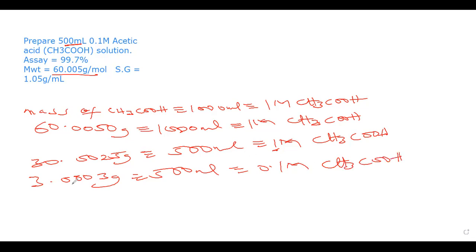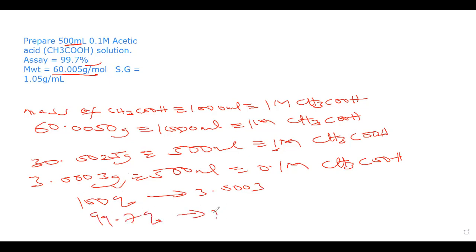Right, good. Now we could have taken this mass directly if it happened that it was 100% pure. But then it's not 100% pure. So what do we do? We factor in the assay. So we are saying that 100% purity would have corresponded to this one. So the 99.7% that we have will correspond to what?